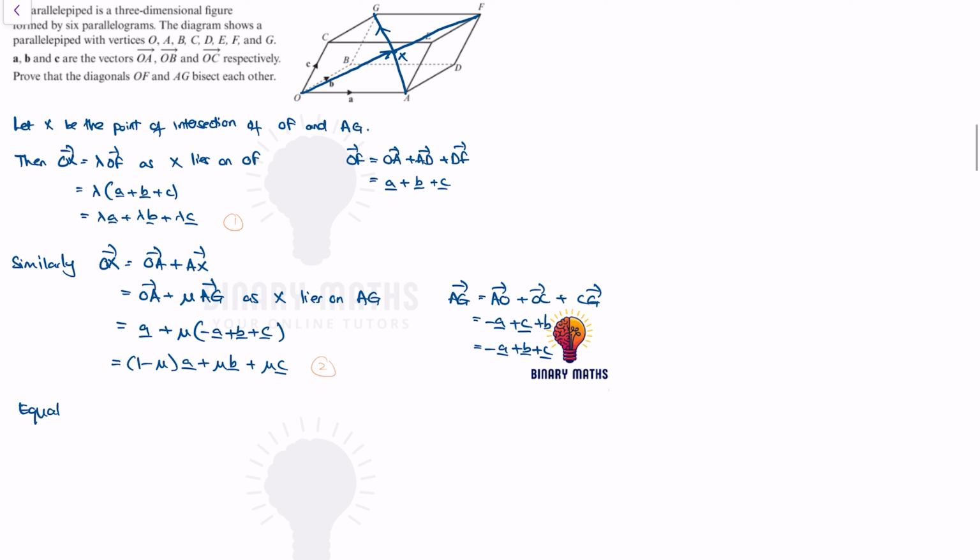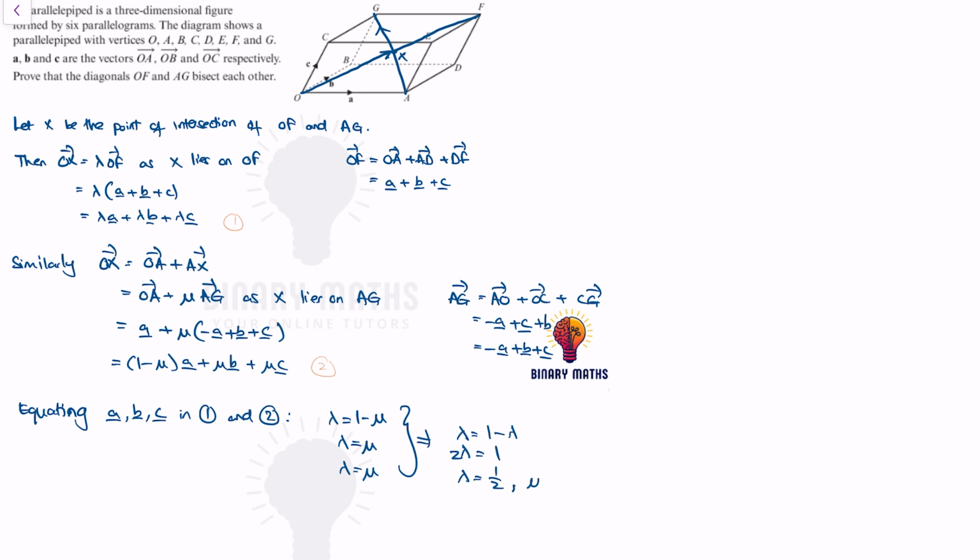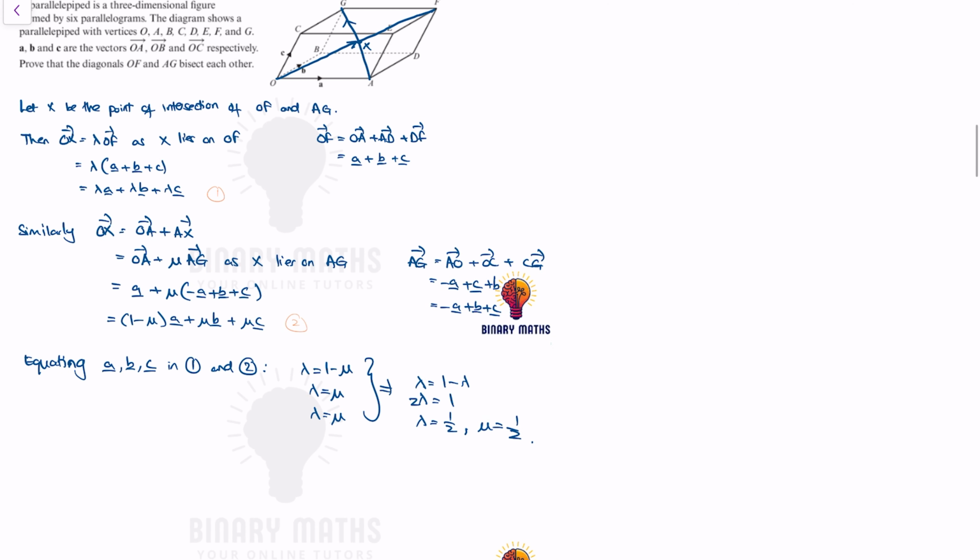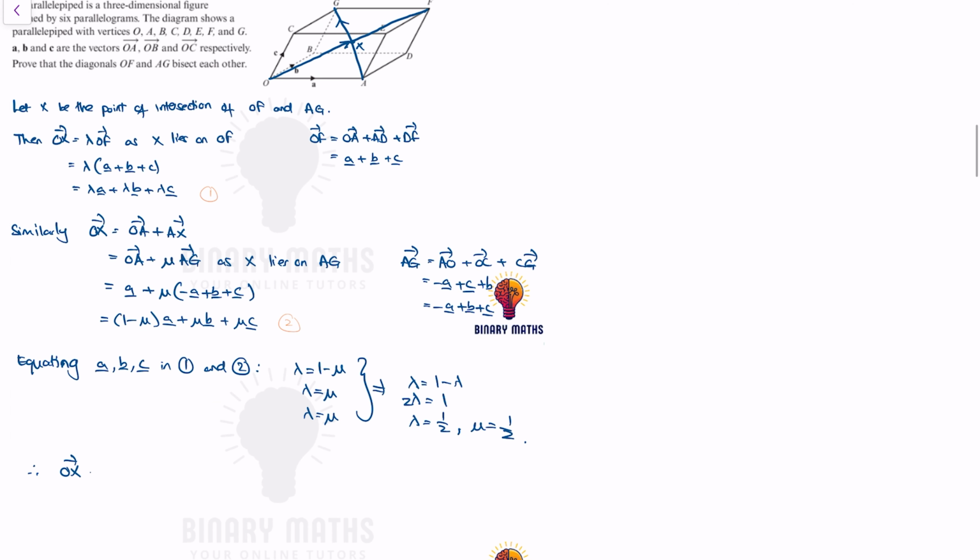So equating A, B, C in 1 and 2, by equating the A's, I get lambda is equal to 1 minus mu. By equating the B's, I get lambda is equal to mu. And by equating the C's, I get lambda is equal to mu, which implies that lambda must be equal to 1 minus lambda, which means 2 lambda is equal to 1, which means lambda is equal to half, and mu is equal to half. Therefore, O to X must be equal to half times O to F.